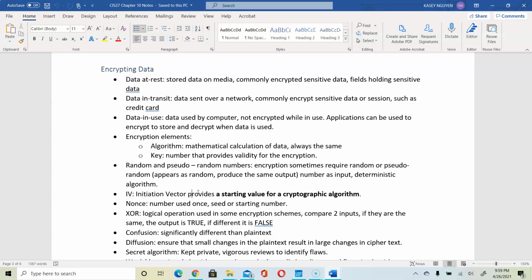Another terminology that you often see is exclusive OR, or XOR. Simply, this is a logical operation used in some encryption schemes to compare two inputs. If they are the same, the output is true. If they are different, the output is going to be false.